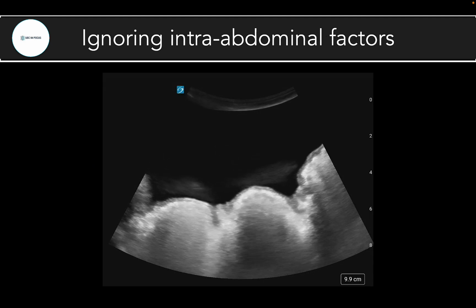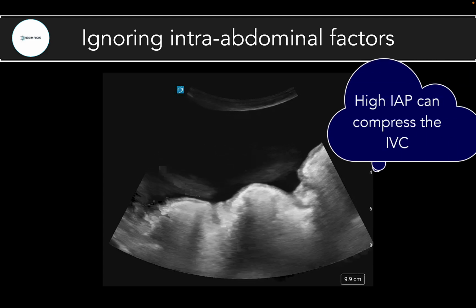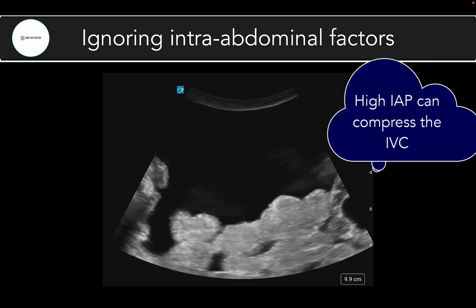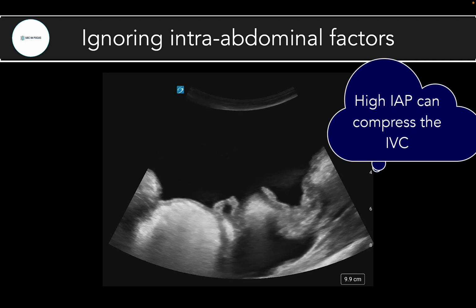Likewise, ignoring intra-abdominal factors can also lead to misinterpretation. So here we're particularly thinking of conditions which lead to elevated intra-abdominal pressure, such as abdominal masses or tense ascites, which can compress the IVC and lead you to underestimate the CVP via this avenue.